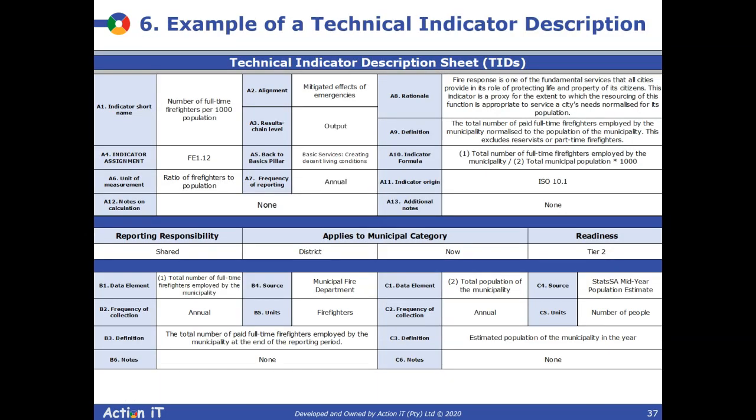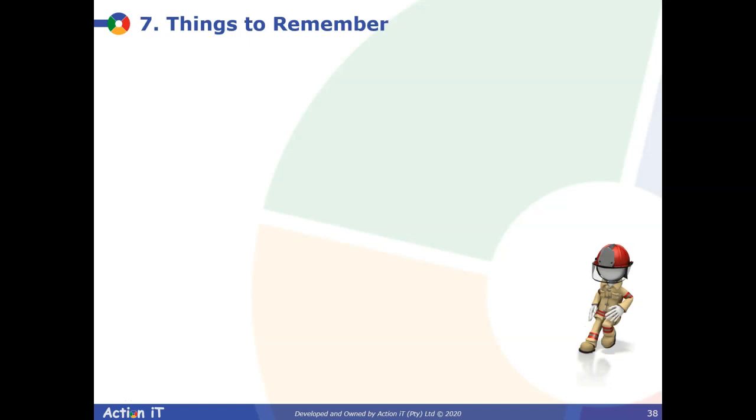The example of the completed technical indicator description shown on the screen is the completed TID example for the indicator number of full-time firefighters per 1,000 population, which is the end result of the example used in this video on compiling a TID. There are a few things to remember when compiling the TIDs for your municipality.